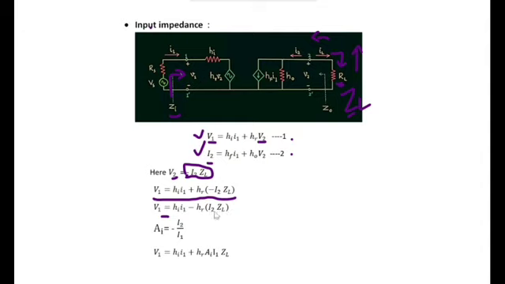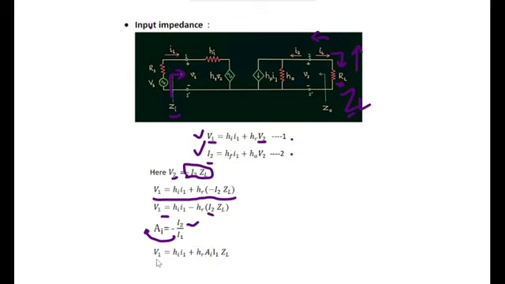We know that AI is equal to minus I2 by I1. We know that current gain is nothing but I2 by I1, the ratio of output current to input current. So from the current gain, if we transpose I1 to this side, we get I2 is equal to minus AI into I1. Now we substitute this value in place of I2.